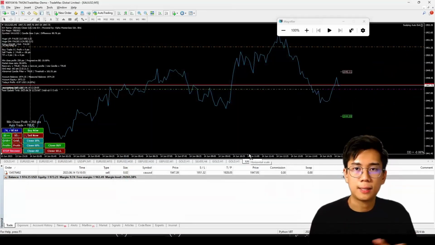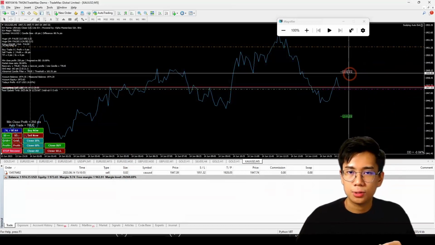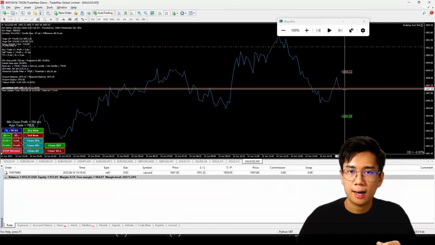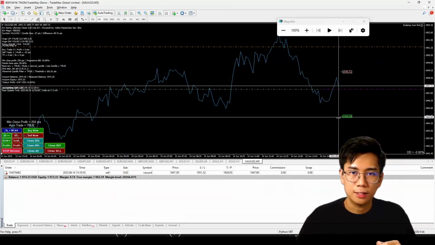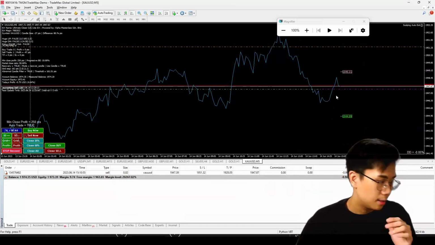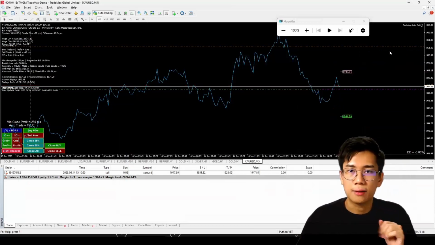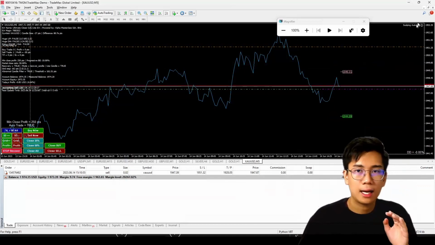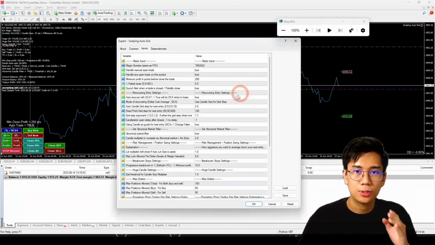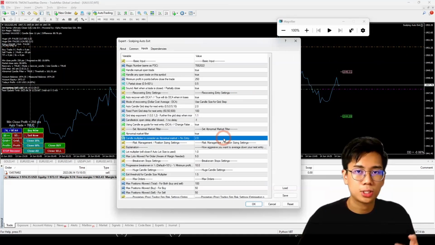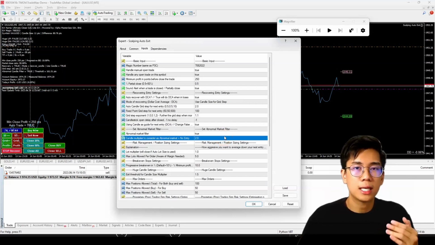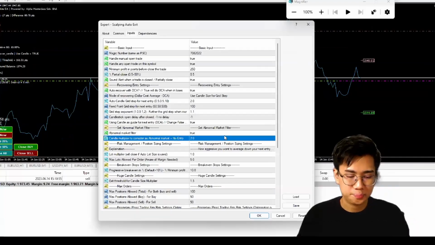Then it will redo the setup for you. Then you see, hey, right now it will do dollar cost average at this level, and take profit, you see, much further away. Now, what I'm going to do is let this thing run, and at the same time, I'll continue to explain these settings so that you can have a better picture of how this robot can help you do risk management.